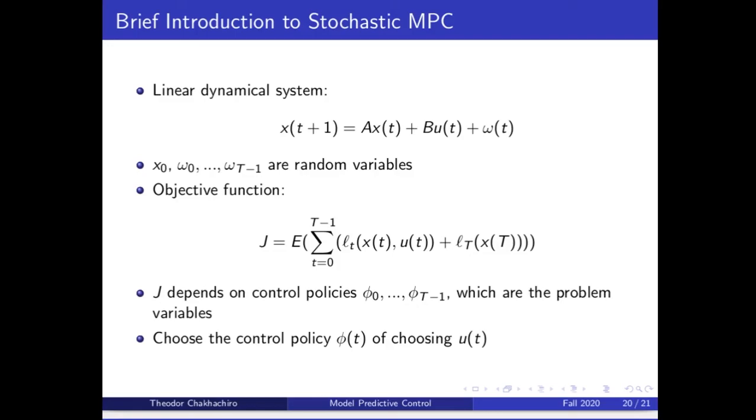Okay, so in MPC we were choosing our control input, but now we are choosing the control policy behind choosing our control input. So this is the main difference. Now we choose the phi's from 0 to big T minus 1 instead of choosing u(t), and these are the new problem variables.